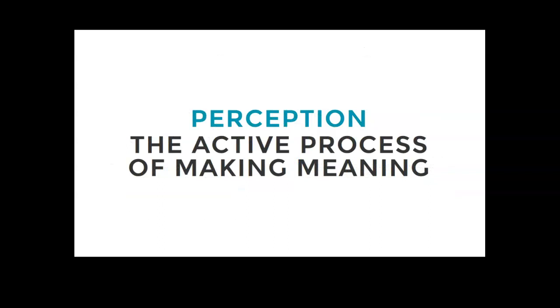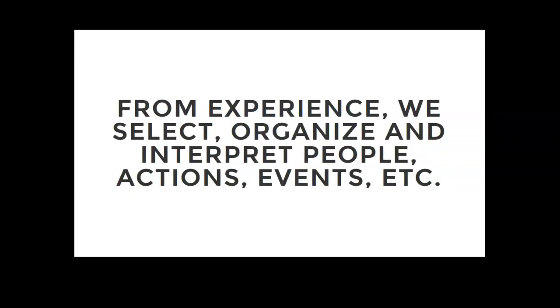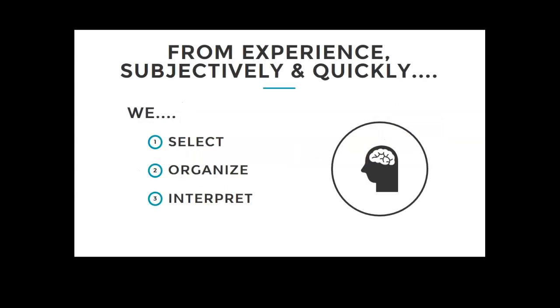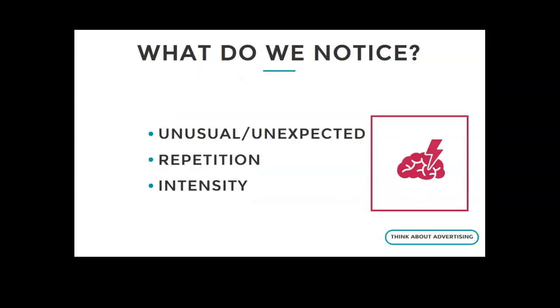This connects to the idea of perception. So this is that active process of making meaning from experience. We select, organize, and interpret actions, people, events, all based on a couple different things. So from experience, subjectively and quickly, we're going to select, organize, and interpret. What we tend to notice are things that are unusual or unexpected, or things that are repetitive or really intense.